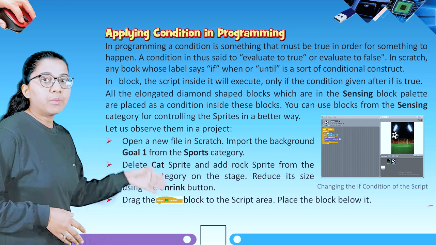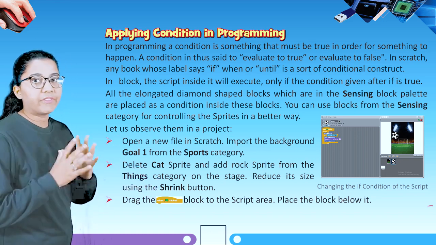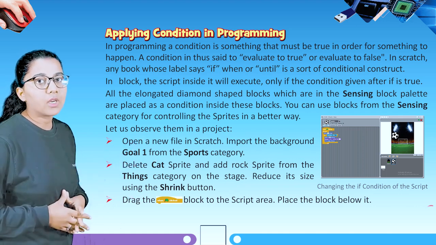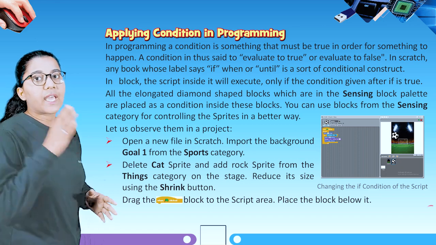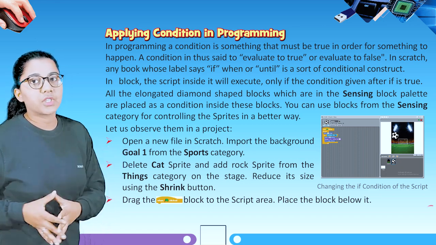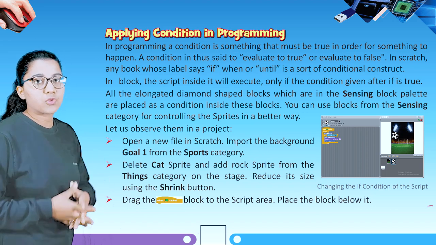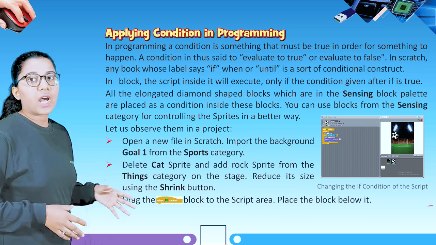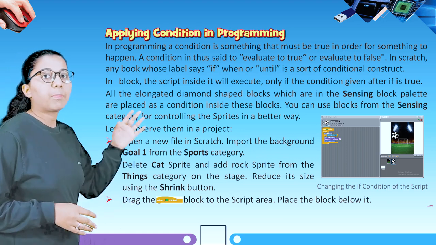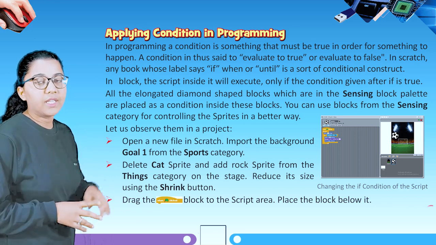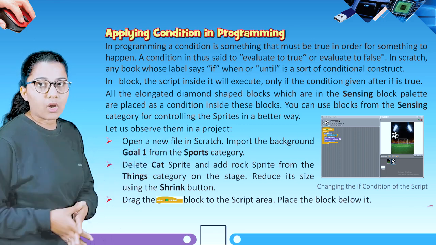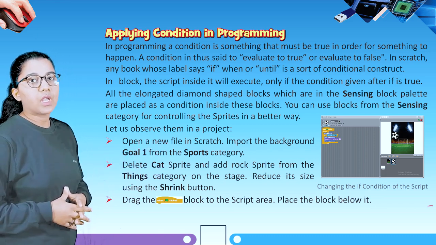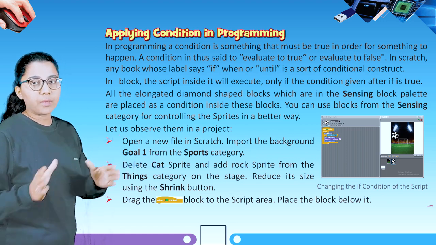In Scratch, any block whose label says if, when, or until is a sort of conditional construct. In the if block, the script inside it will execute only if the condition given after if is true. All the elongated diamond-shaped blocks which are in the sensing block palette are placed as a condition inside these blocks. You can use blocks from the sensing category for controlling sprites in a better way. So let us observe them in a project.